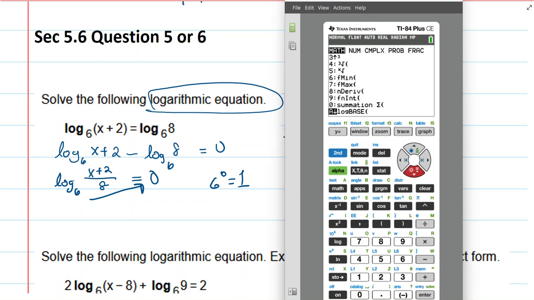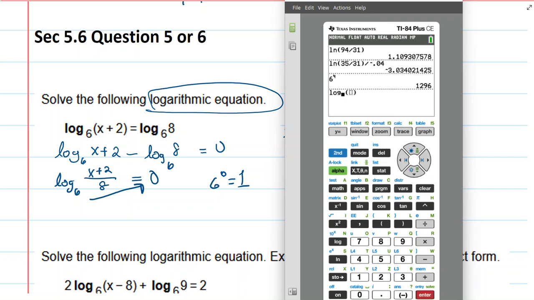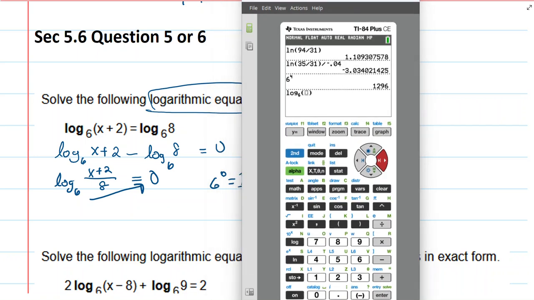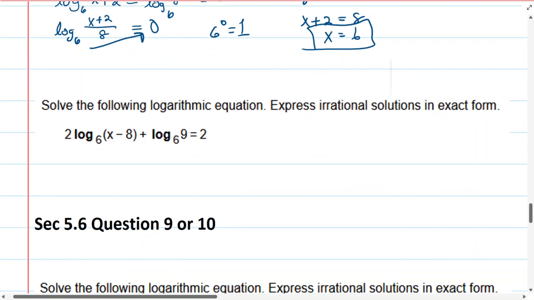where is that thing? Log base. And I'm going to enter 6. And I'm going to do the whole thing. So I'm going to do, what did I say it was? 6? Yeah. Oh, it's 8 divided by 8. Yeah, it's good. I don't have to do it. True, you said.